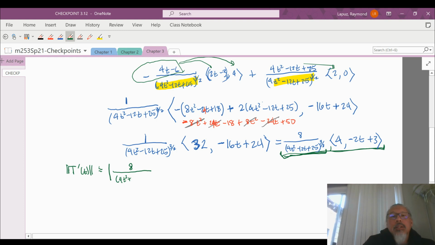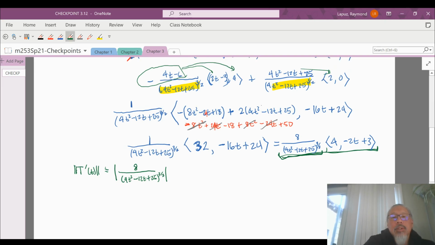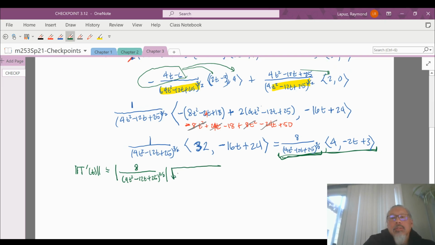But it's going to be 8 divided by 4t squared minus 12t plus 25 raised to the 3/2 power. And the magnitude of this one is going to be the square root of 16 plus negative 2t plus 3 quantity squared.